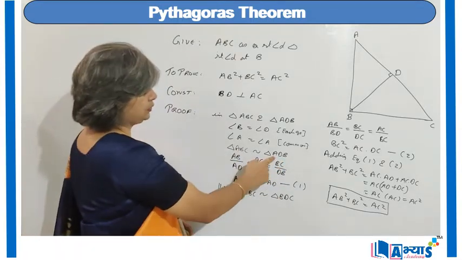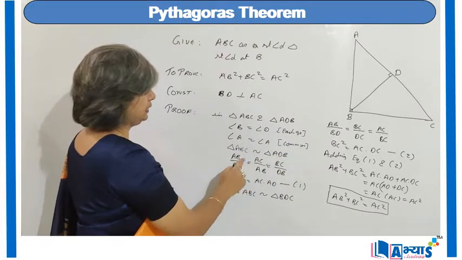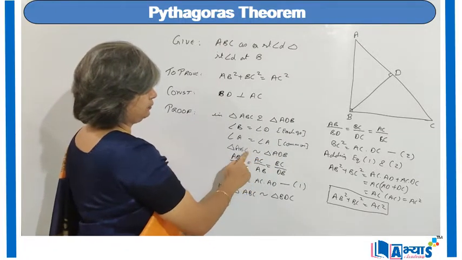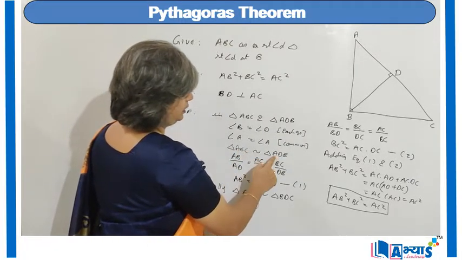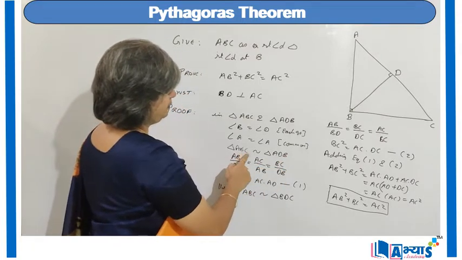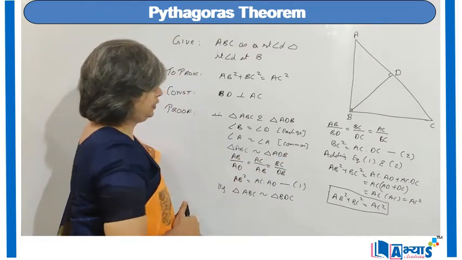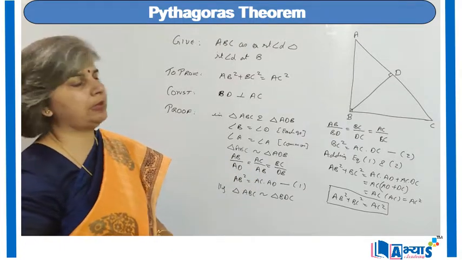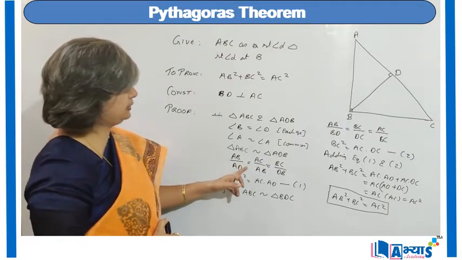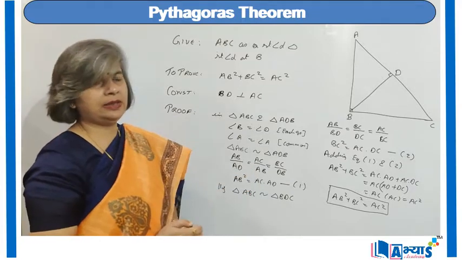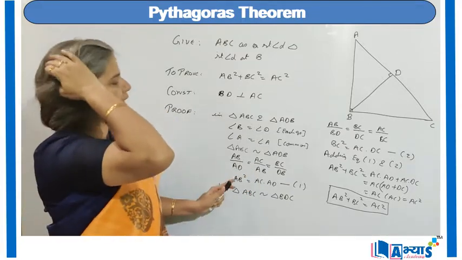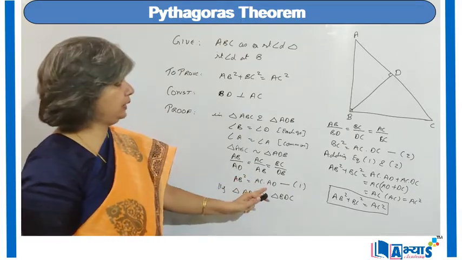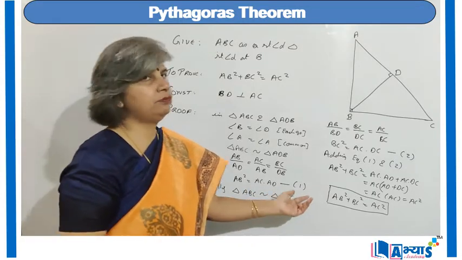So A corresponds to A and B corresponds to D. So AB upon AD is equal to AC upon AB, and similarly BC upon DB. Using the first and second relation, and on cross multiplying, because I have taken AB upon AD is equal to AC upon AB, I got AB square is equal to AC into AD. So I have marked this equation 1.